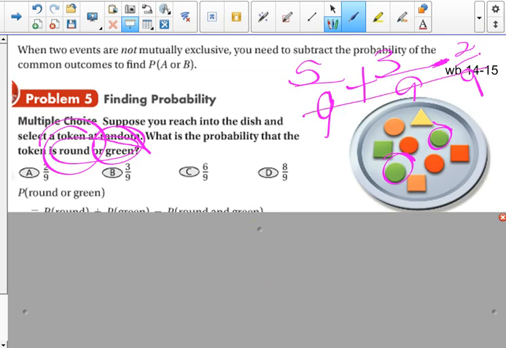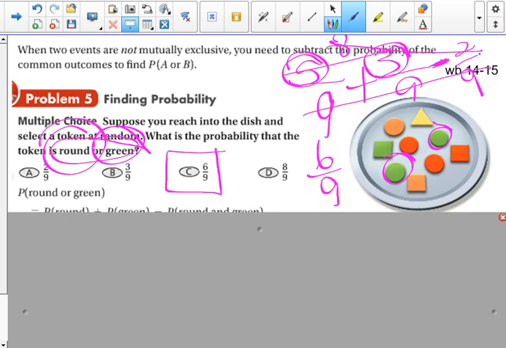Notice that my denominator is all the same, so I don't have any conversions. All I have to do is go 5 plus 3, which is 8. 8 minus 2 is 6. So my final answer is 6/9, which should be C.